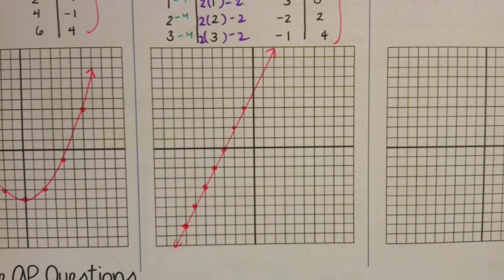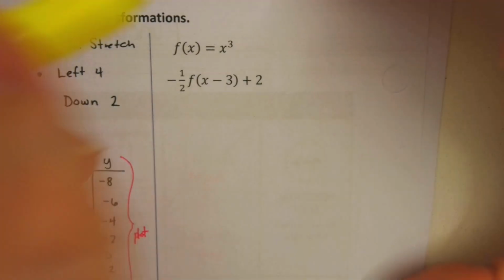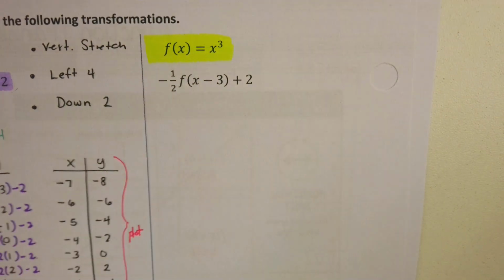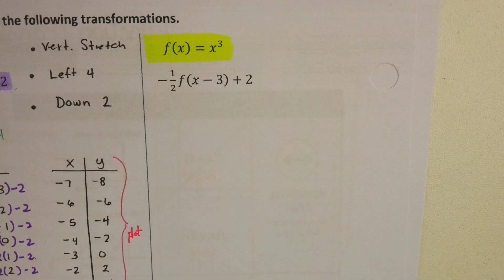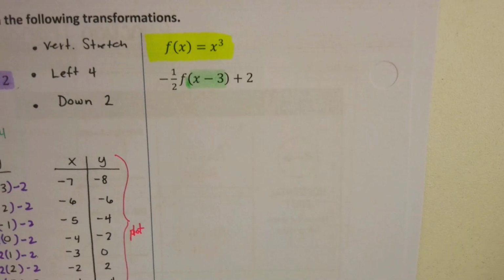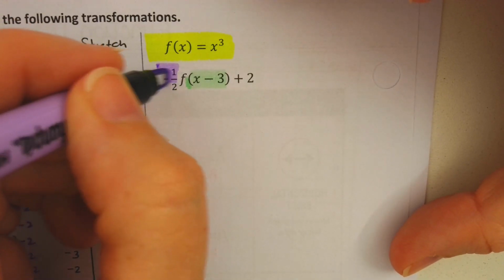All right. What type of function do we have on the third one? Cubic function. Good. F of x equals x to the third power. So whatever you plug in for x, you'll just raise it to the third power to find the y. Inside the parentheses, we have an x minus 3. Outside the parentheses, we have a negative 1/2 and a plus 2.